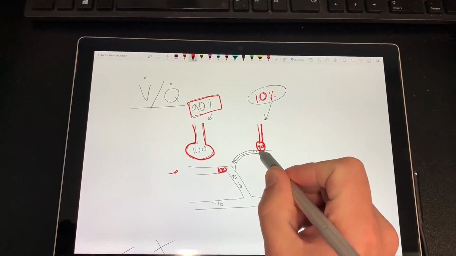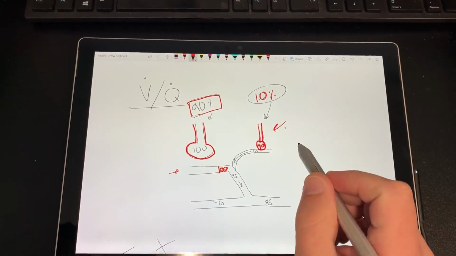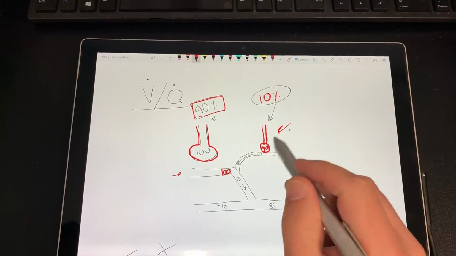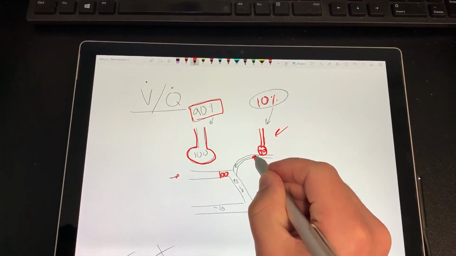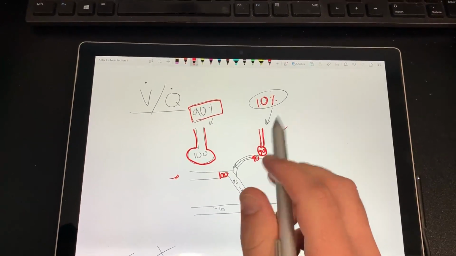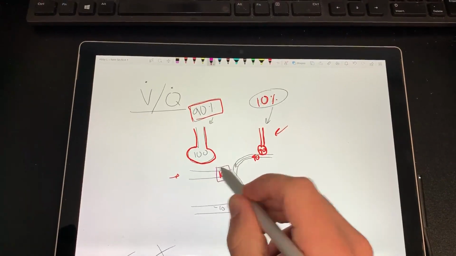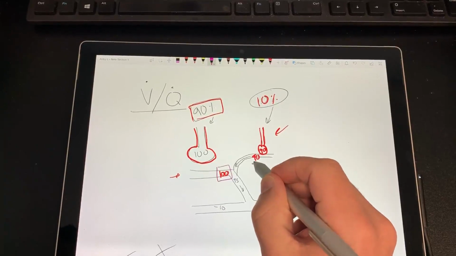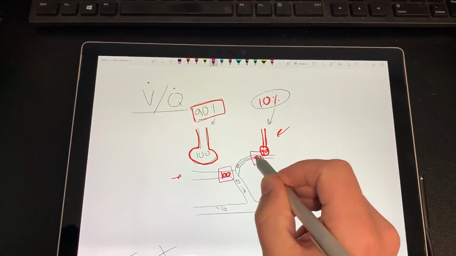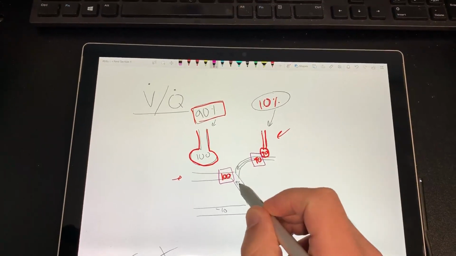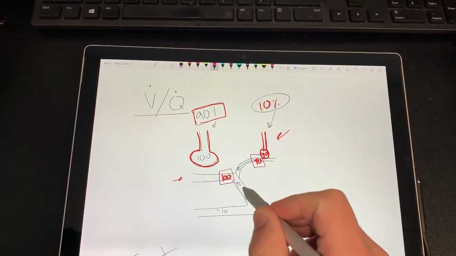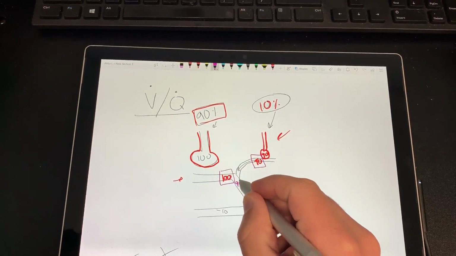Okay, so the blood that's passing by this low VQ ratio alveoli is only getting a PO2 of 90. And so when you take, let's go a different color, the 100 right here in the normal, but then you're adding a little bit more blood that's only 90 right here, then that's going to decrease the total, we'll say, to 95.